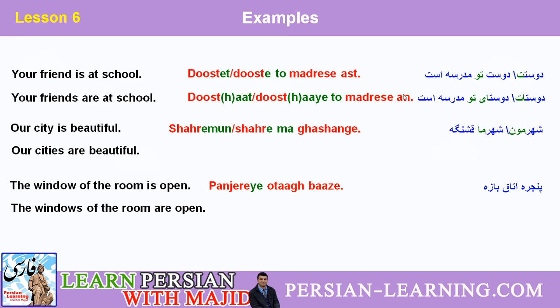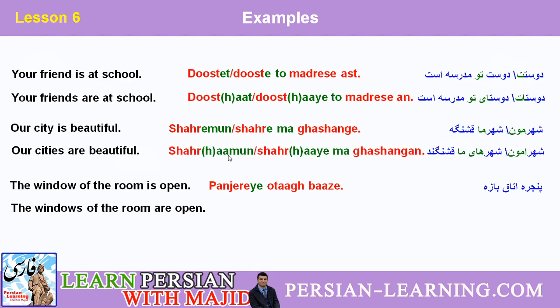است, is, and, or هستند means are. Our city is beautiful. شهرمون قشنگه. Here we have our cities. So we have شهر, we make it plural, شهرها. Then we have شهرامون. Or شهرهای ما قشنگن. Next is the window of the room is open. پنجره اتاق بازه. Now we have the windows of the room are open. Window پنجره. Windows پنجره ها. Then we have پنجره های اتاق بازند.